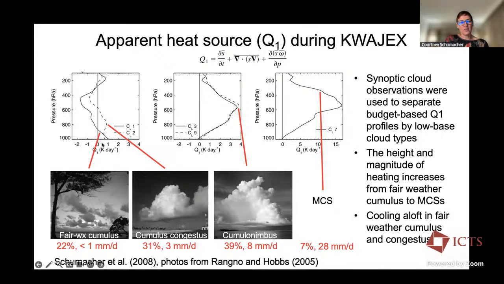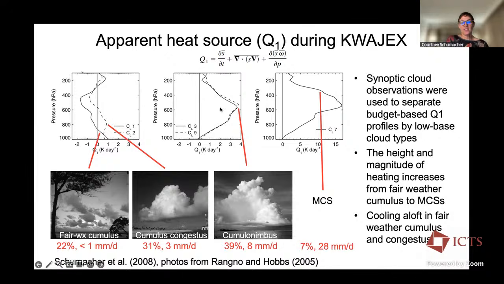So you can see that the fair weather cumulus have low level heating and then cooling through the rest of the troposphere. Whereas as the cloud deepens, you get more heating, that deepens with the height of the cloud, but then there's still cooling at the cloud top. Some of this is evaporative and some of it is radiative cooling, and we can't really separate it out with the budget analysis.